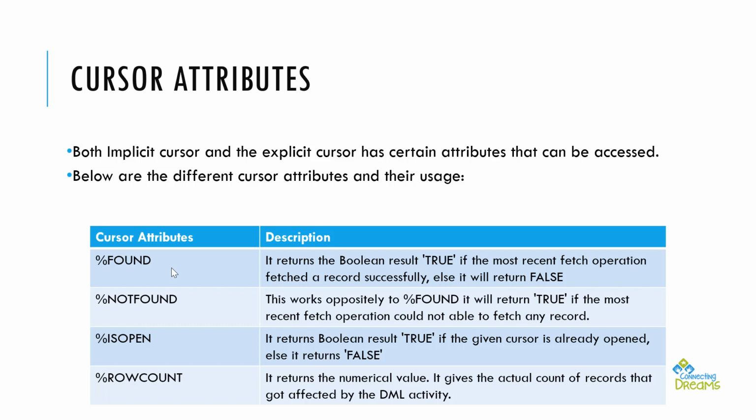The percentile not found attribute works opposite to the percentile found. It will return true if the most recent fetch operation was not able to fetch any record.